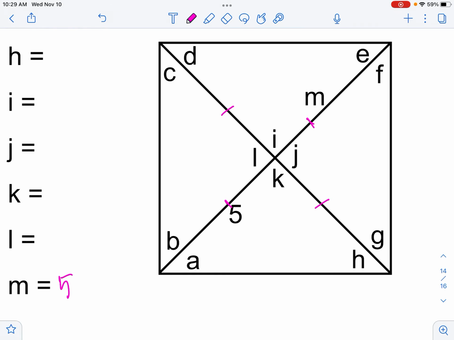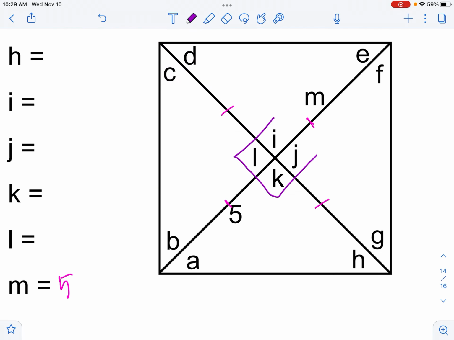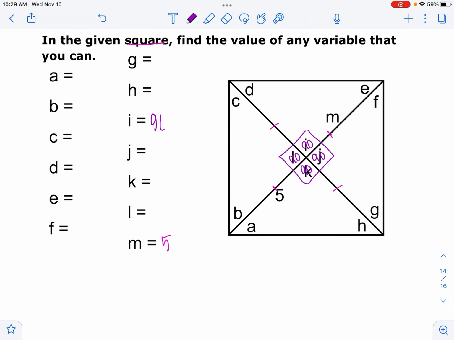All right, now I go to my angles, and at first I say I don't know any angles, but remember, a square is a rhombus. So I know that all 4 of these angles are 90 degrees. So this is 90, 90, 90, 90. So I is 90, J is 90, K is 90, and L is 90.